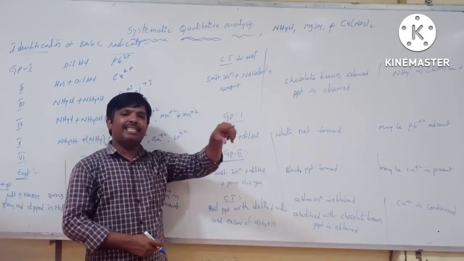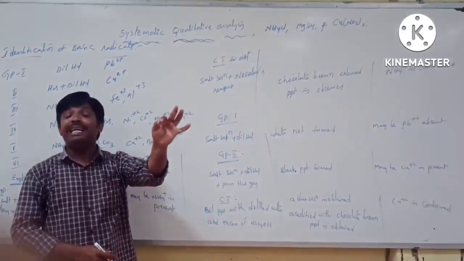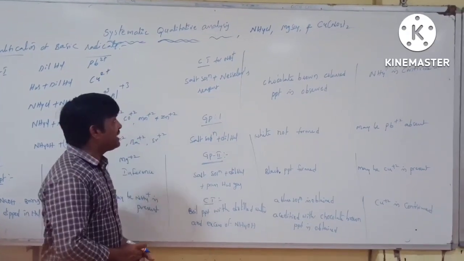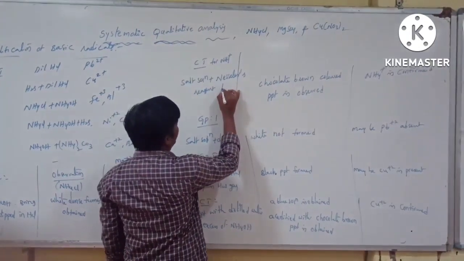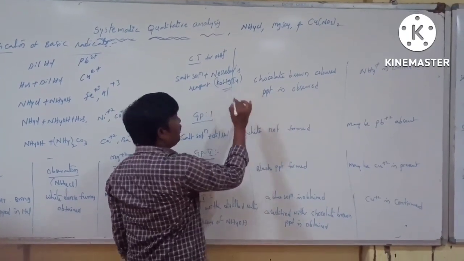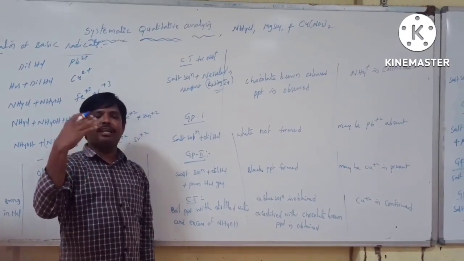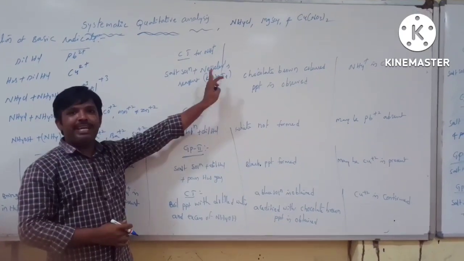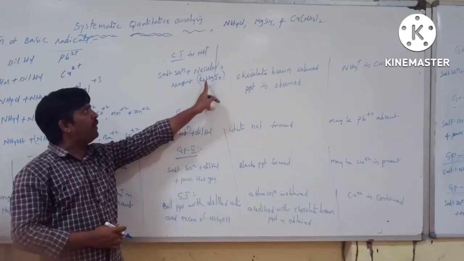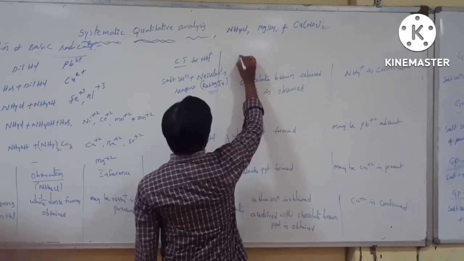What is the confirmation test? The confirmation test is salt solution plus Nessler's reagent. What is the formula of Nessler's reagent? K2HgI4. There is a chance of being asked. What is the IUPAC name of Nessler's reagent? The IUPAC name is potassium.